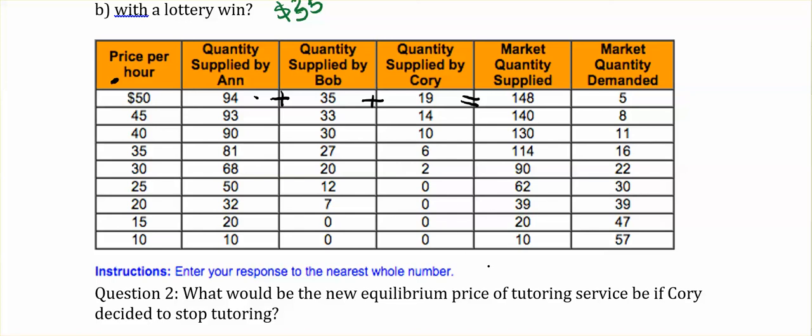So how can we answer this question? What would be the new equilibrium price of tutoring service if Corey decides to stop tutoring? Before answering it, let me ask you, what would be the equilibrium price in the current case? Can you find it? Yes, definitely. How can you find the equilibrium from just the table instead of drawing the lines? Look at the fifth and the sixth column. If in the same row they show the same number, that is the equilibrium quantity.